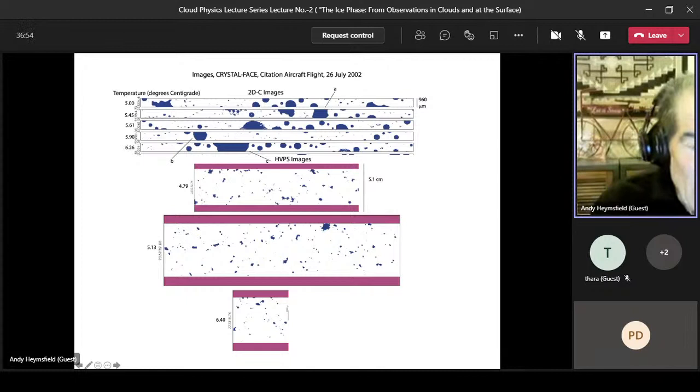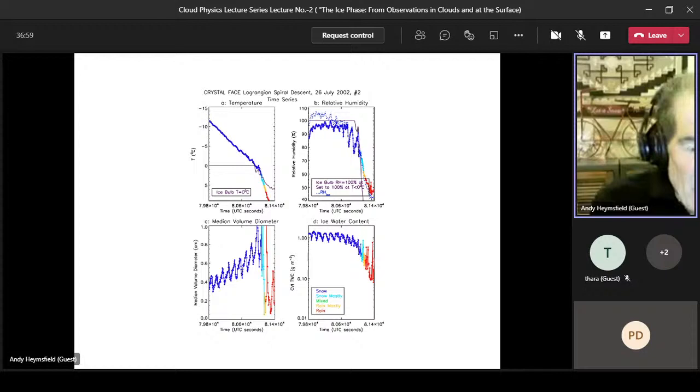So we did these Lagrangian spirals. I showed you the example of the flight tracks. Here, in this case, we started off at about plus 12°C and did the spiral downward. And here's the temperature. These are all time plots. You see here, we started reaching 0°C here and then continue to descend. What I've indicated here, color-coded, are the phases of the particles. Blue indicates it's all snow. This color here shows it's mostly snow. And we derive these from the particle images I just showed you.